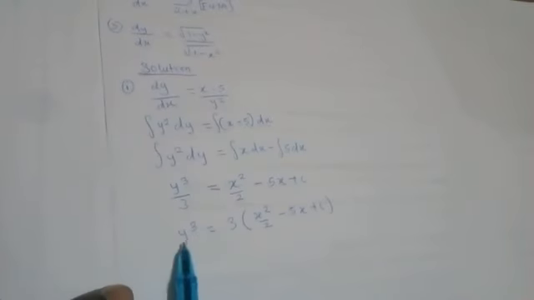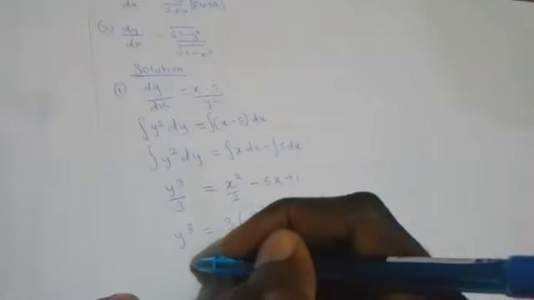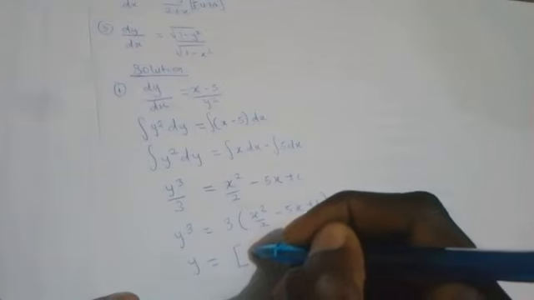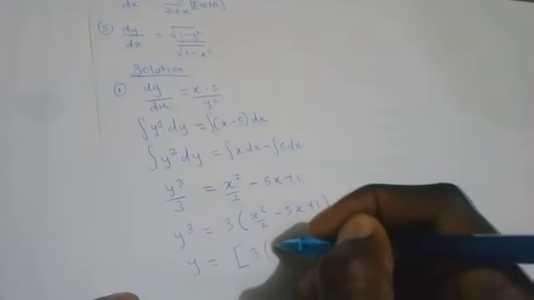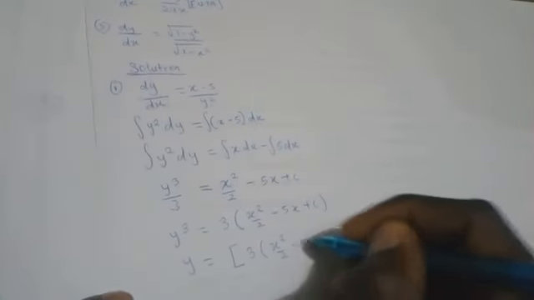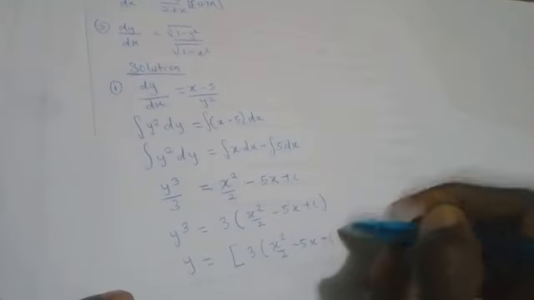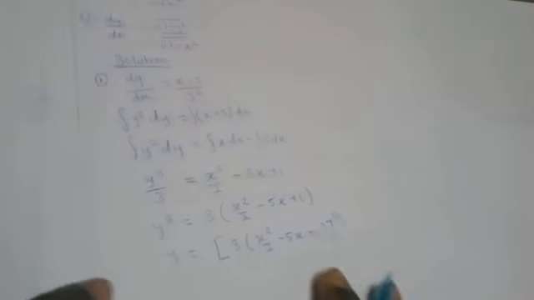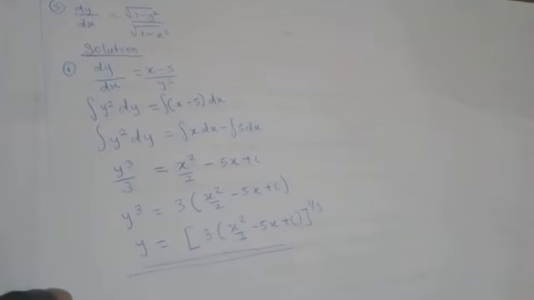Now I would like to make y have just one part instead of the cube, so I'll take the cube roots of both sides. So I'm going to have y equal to the cube root of 3 into (x squared over 2 minus 5x plus c), all raised to the power 1 over 3. And that is the answer to that.